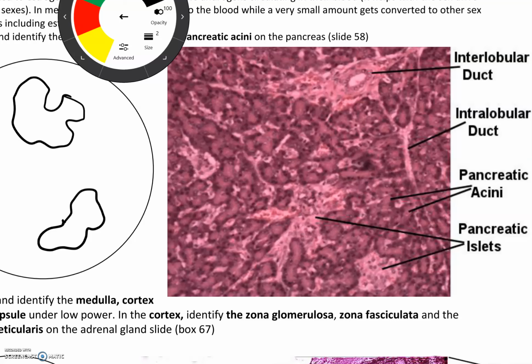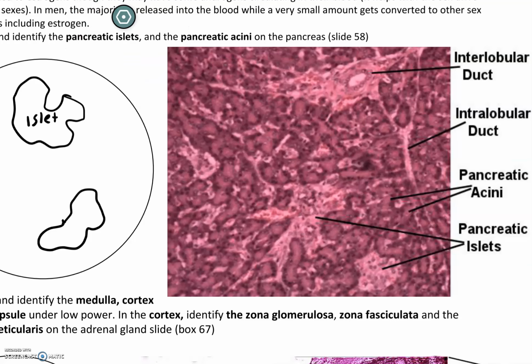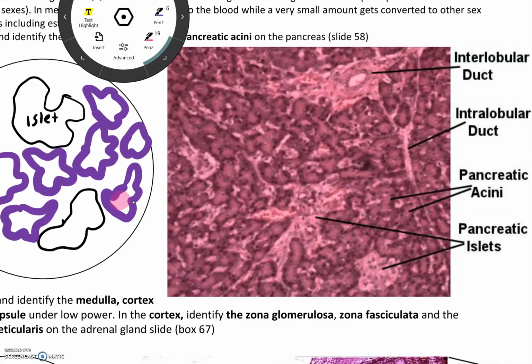Oh my goodness, that's a big islet. And we'll label them islets. Now the rest are these pancreatic acini. They get their names because they look like berries. So I'm going to try to draw a berry here. They tend to be darker on the outside than the inside. Oops. And there we go. So that's the pancreatic islet. So we need to label the islets and the acini.